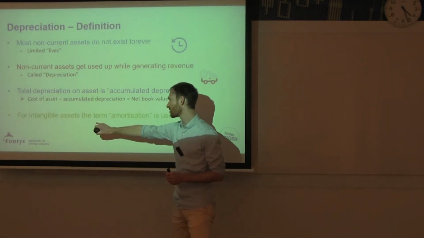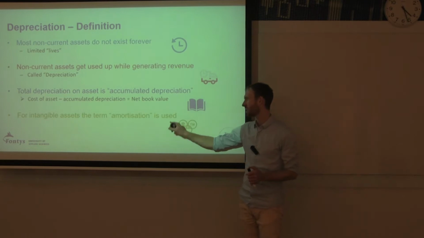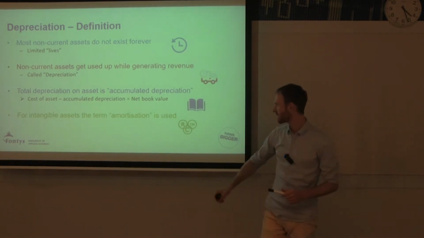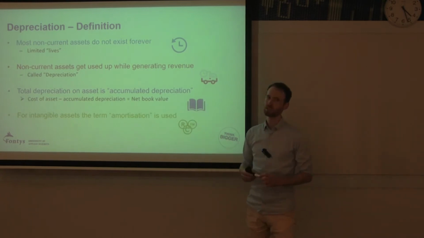For intangible assets, like I told you before, we use amortization instead of depreciation. So patents, for example, copyrights or something like that, amortize but don't depreciate.